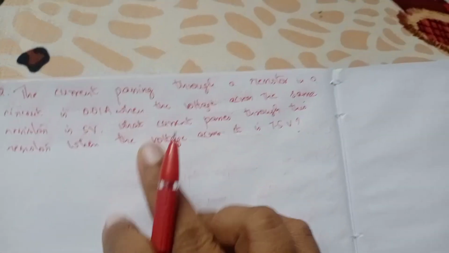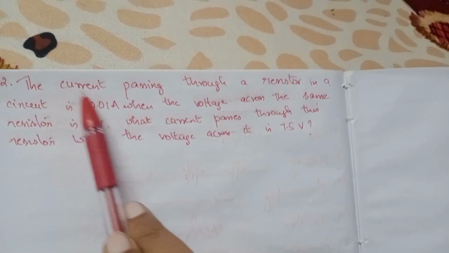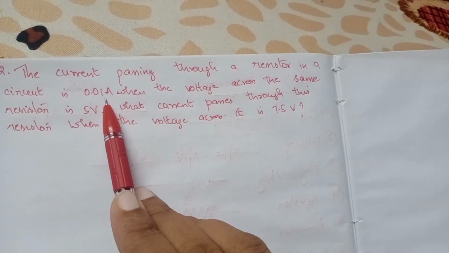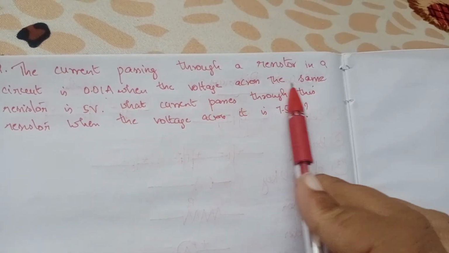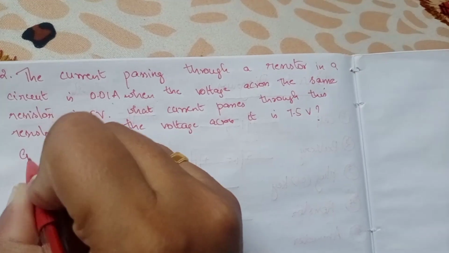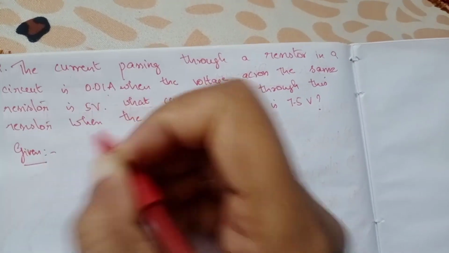Now let us deal with another question. The question is: the current passing through a resistor in a circuit is 0.01 amps when the voltage across the same resistor is 5 volt. Okay, so let us find out. Write down the given data. What is given?